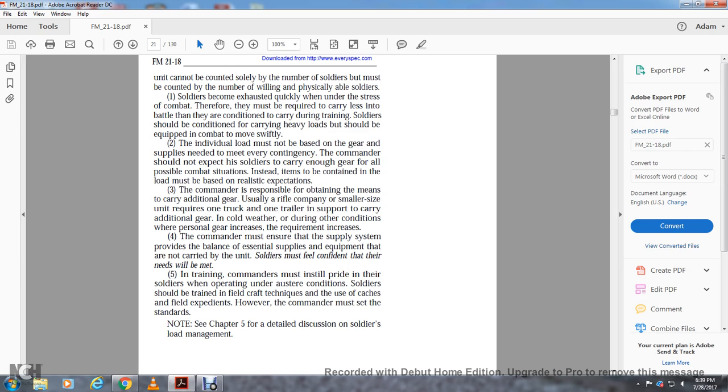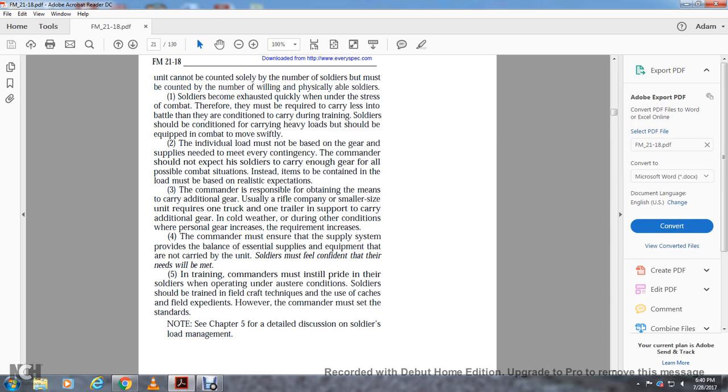expectations. The commander is responsible for obtaining the means of carrying additional gear. Usually a rifle company-sized unit requires one truck and one trailer to carry additional gear in cold weather and other conditions. Whatever the personal gear increase, the commander must ensure that the supply system provides balanced essential supplies and equipment that are not carried by the unit. Soldiers must feel confident their needs will be met.